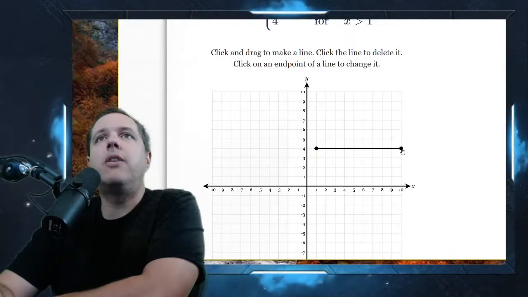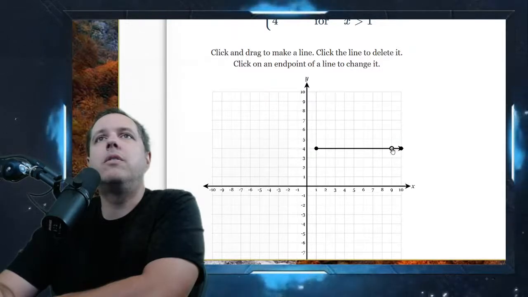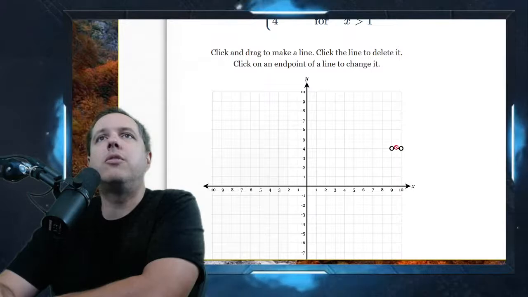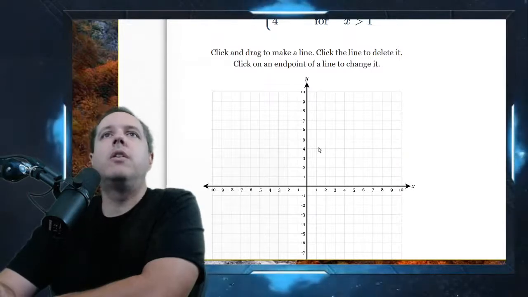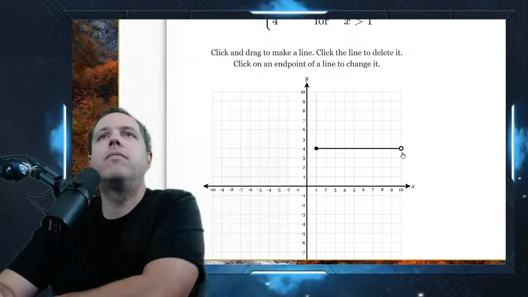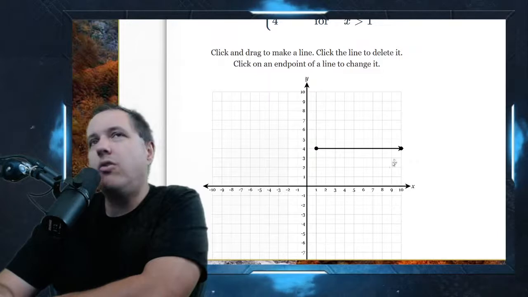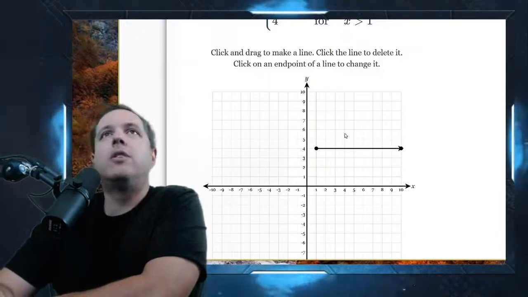Making it an arrow. Did I do that wrong? That doesn't look right. Oh, let's just delete the whole thing. 4. There, with an arrow on the end. I don't know why it's still putting the dot. That's kind of weird. So it should look like that.